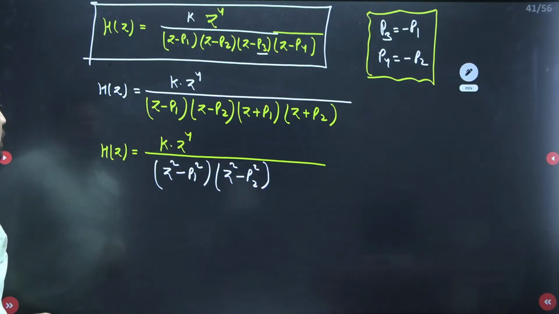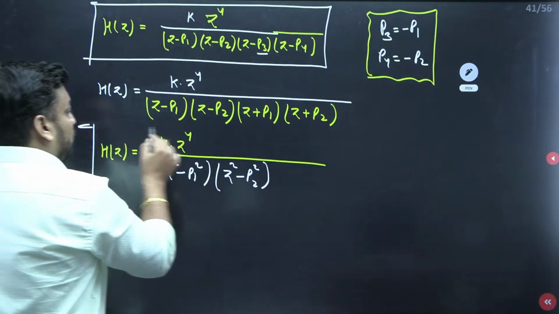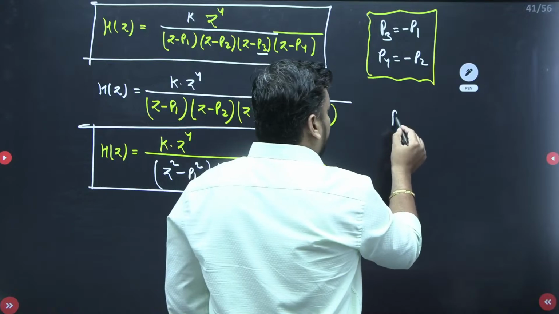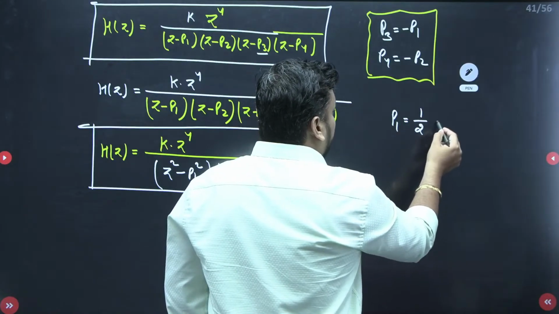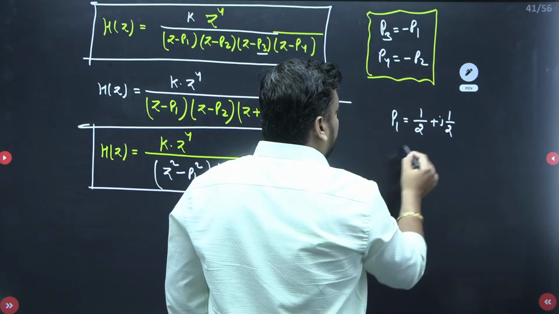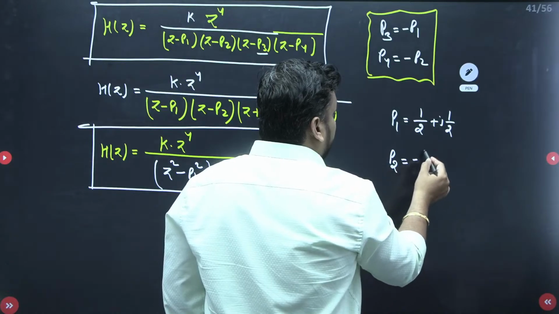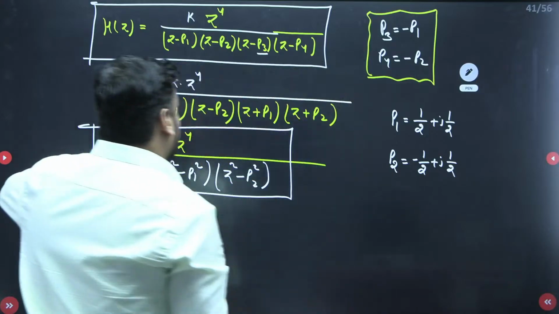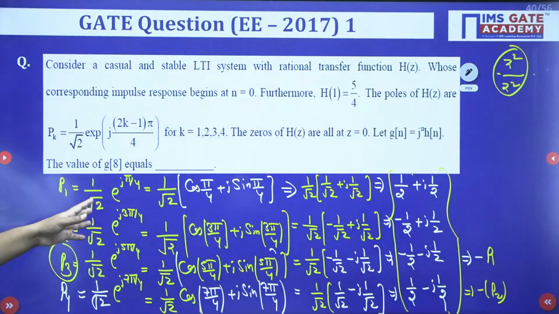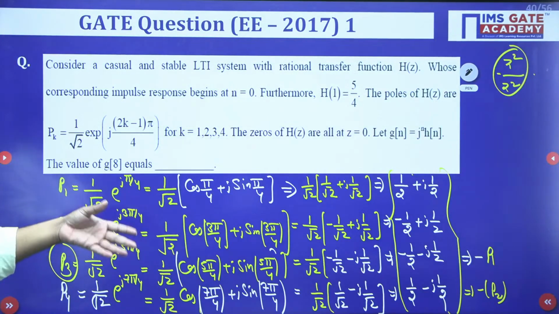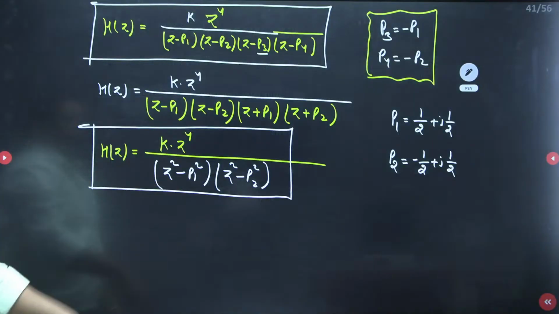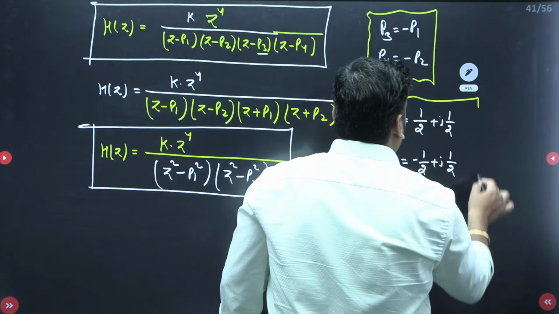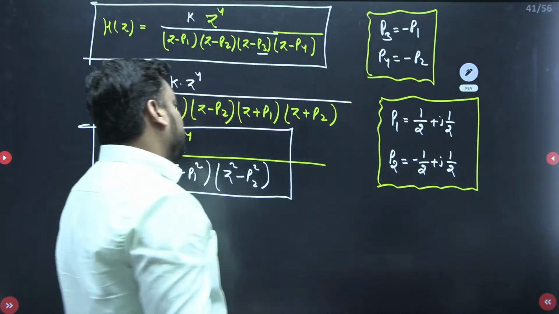All of you guys just reply fast, yes or no. And do you know what the P1 and P2 values are, guys? Yes, sir, we know. P1 value is nothing but 1 by 2 plus j half, and P2 value is nothing but minus half plus j half. So this is your P1 value and this is your P2 value: half plus half j, and minus half plus j half.